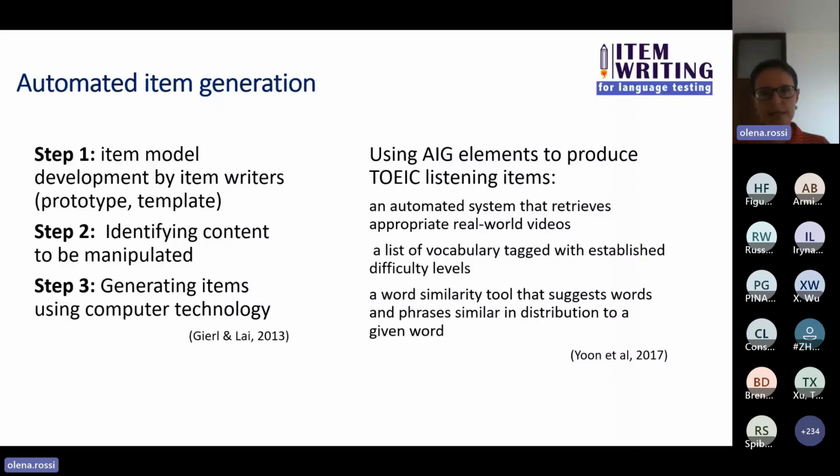One example is ETS, who reported using features of automated item generation to produce TOEIC listening items. Although this method allows us to produce many more items than traditional human item writing, there are several obvious disadvantages. Firstly, it relies on item models produced by humans, while producing these prototypes and then defining how they are to be manipulated is very labor-intensive. And secondly, the resulting items are basically just clones of the prototype, testing very narrowly defined constructs.